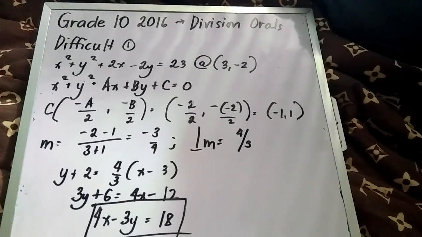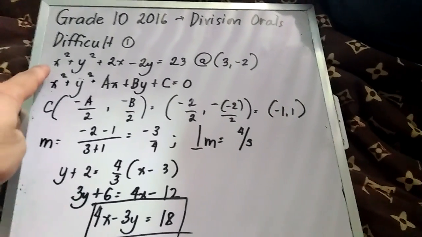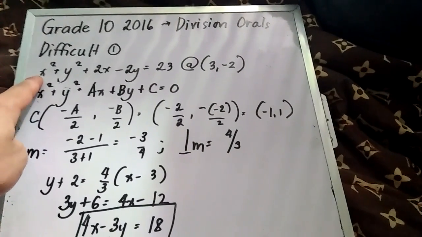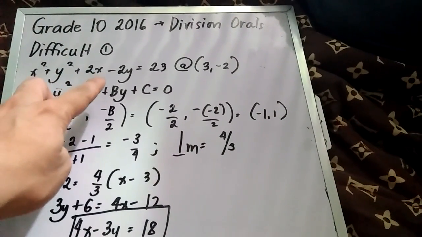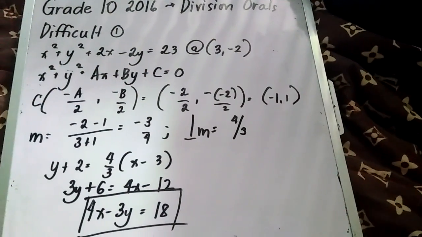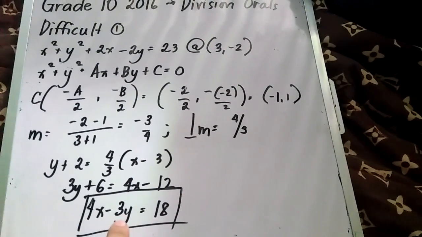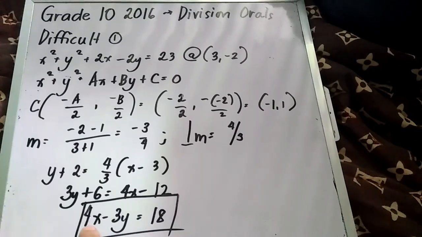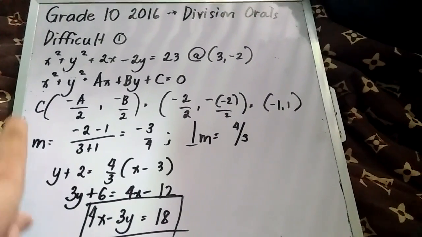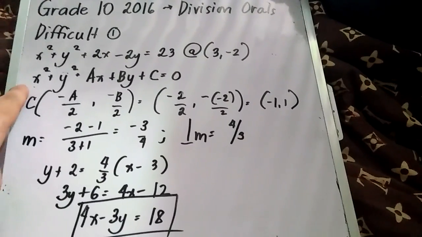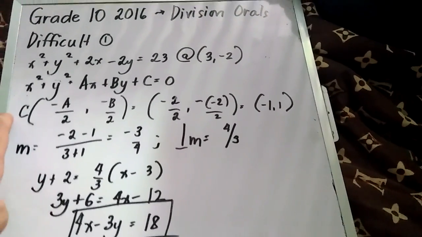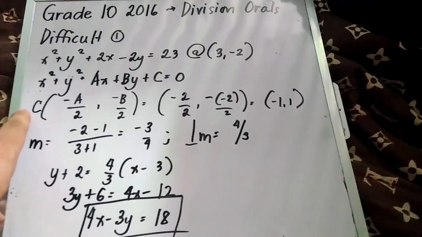Okay, for question number 1 in the difficult round, this was the first question. Find the equation of the line tangent to the circle x squared plus y squared plus 2x minus 2y equals 23 at the point (3, -2). Express your answer in the form ax plus by equals c, where a is a positive integer. So what we need first to get is the center of the circle. The center will determine the slope of the line that we are going to use in our equation.